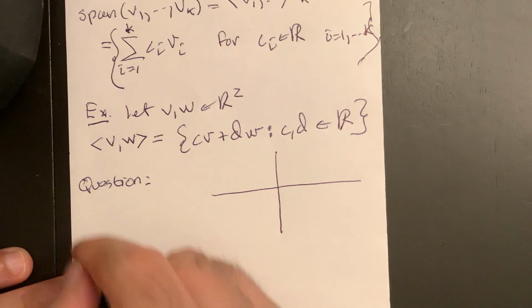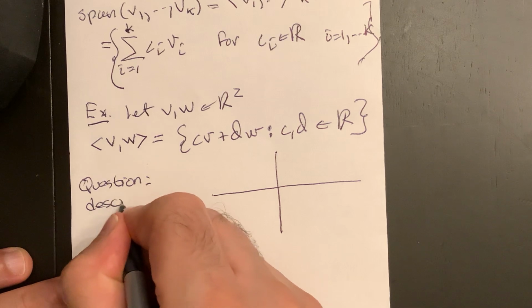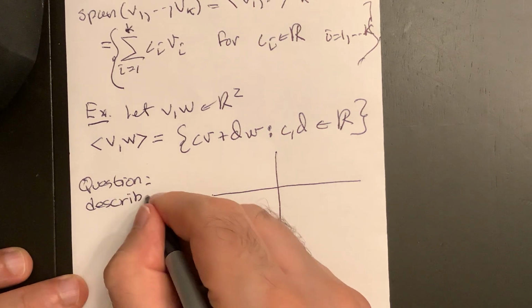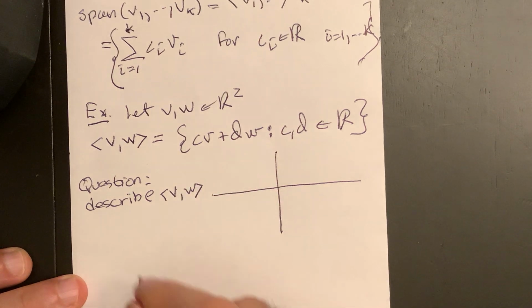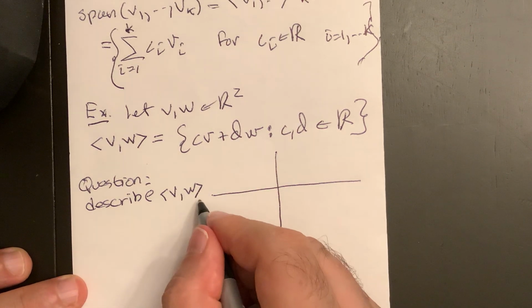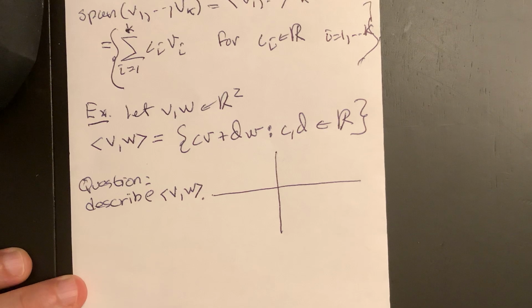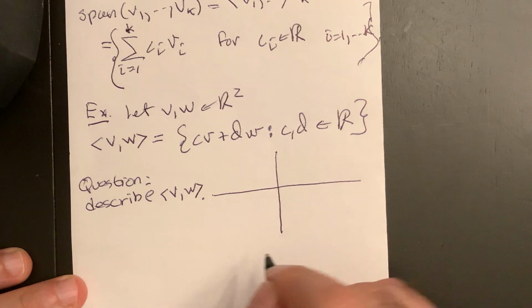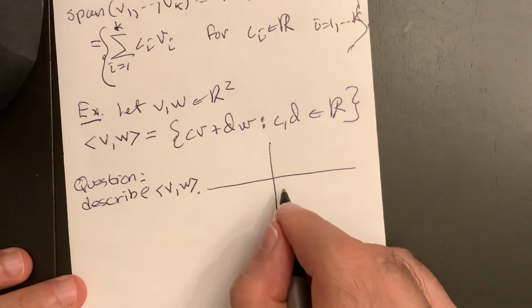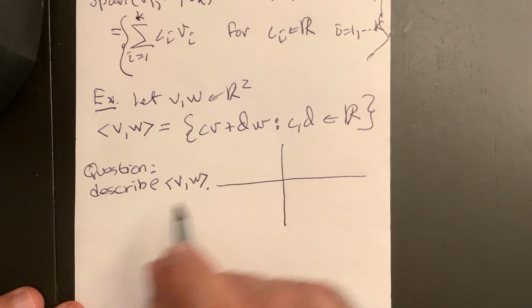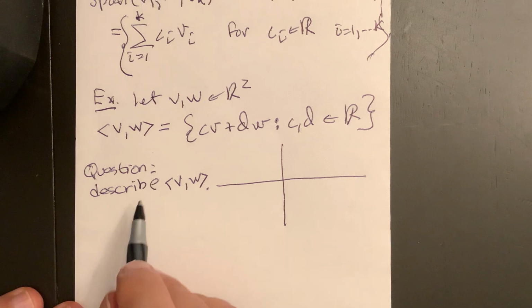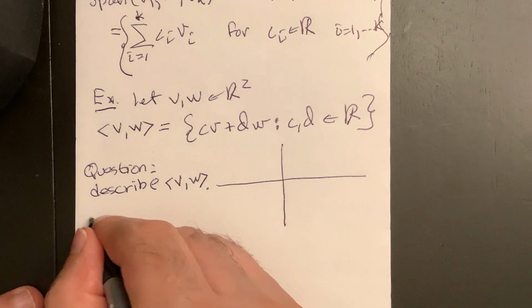Describe the span of V and W. And here I draw this little picture of R2. I don't know why I did it, but I think I'll need it in a minute. Okay, so what is the set of all linear combinations of V and W? Well, it falls into three cases.